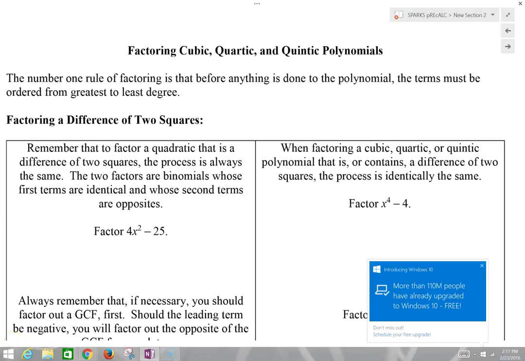Alright, this is Sparks Pre-Calculus. This is day 18, factoring cubic, quartic, and quintic polynomials.